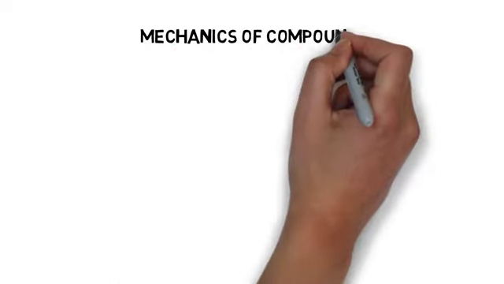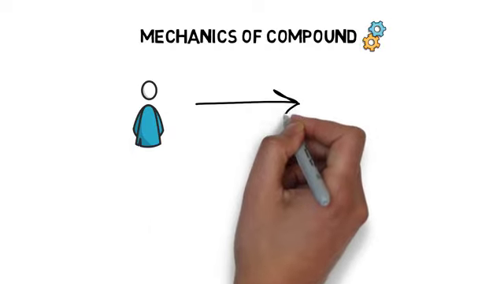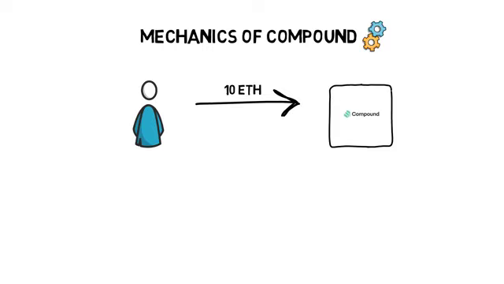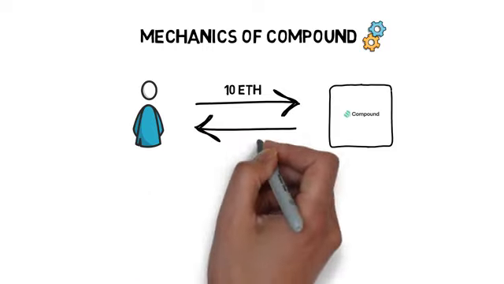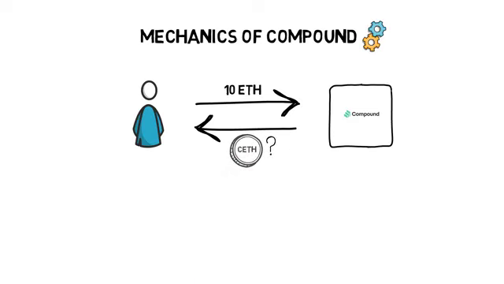Let's dive deeper into the mechanics of Compound and C tokens. In our example, a user deposits 10 ETH into Compound. In exchange for 10 ETH, Compound issues C tokens, in this case CETH. How many CETH tokens will the user receive? This depends on the current exchange rate for a particular market, in this case ETH.